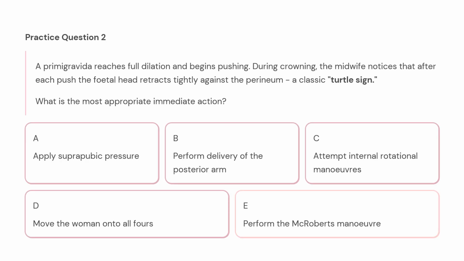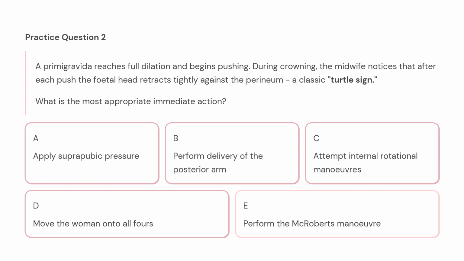The next question. We've got a primigravida who has reached full dilatation and she begins pushing. During crowning, the midwife notices that after each push, the fetal head retracts tightly against the perineum, a classic turtle neck sign. What is the most appropriate immediate action? Moving on to the options.